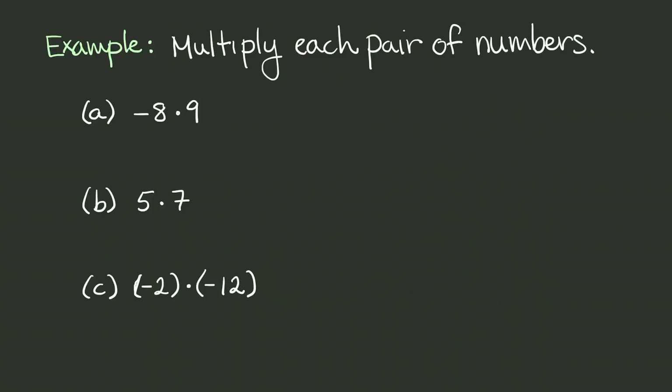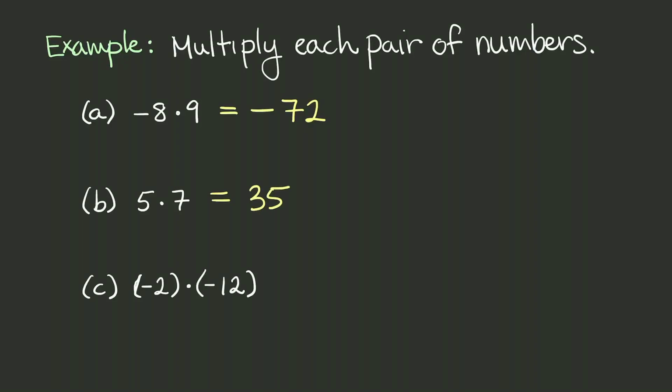Let's look at an example. Here we're supposed to multiply each pair of numbers. In part A we have negative 8 times 9. That's a negative times a positive, so we know that our result is going to be negative. 8 times 9 is 72, so we'll have 72. So we have negative 72 as our final answer. With 5 times 7, both of those are positive, so our answer is going to be positive 35.